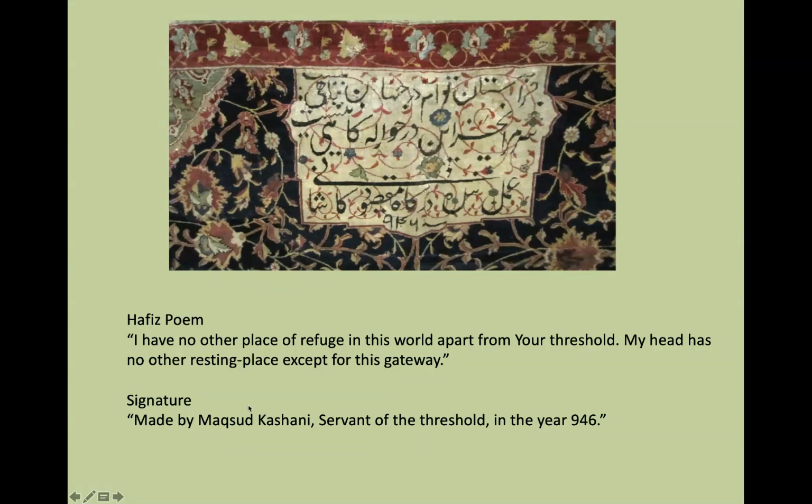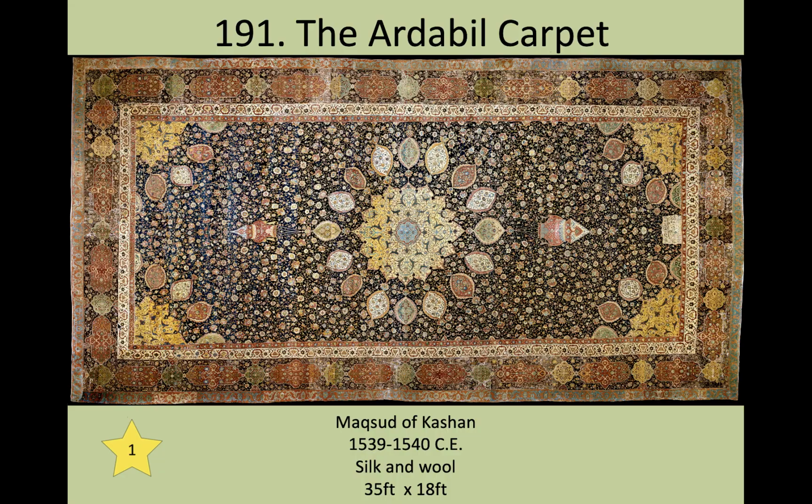So in this cartouche, there is a piece of a poem by Hafez, who is one of the most important Persian poets. And it says, I have no other place of refuge in this world apart from your threshold. My head has no other resting place except for this gateway. And then underneath it is the signature made by Mas'ud Kanashi, servant of the threshold, in the year 946. And then you go, Miss Horman, it says here that it was made in 1539. What are you talking about?